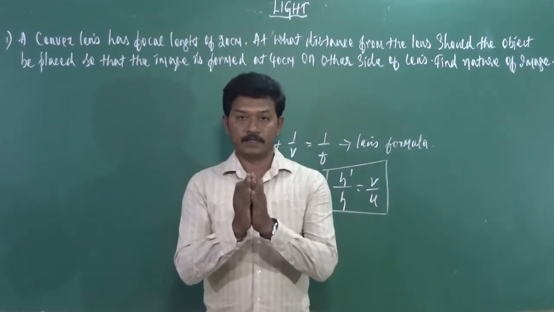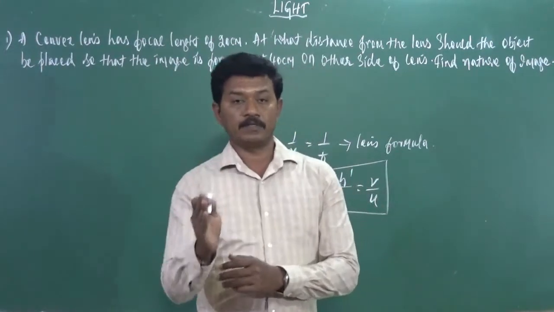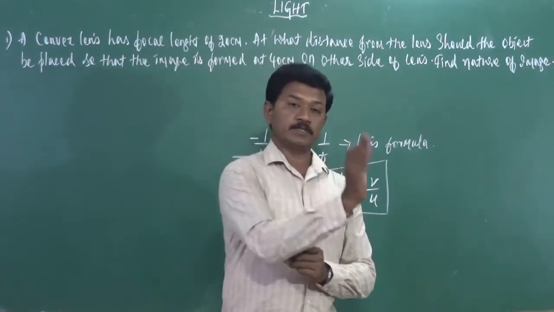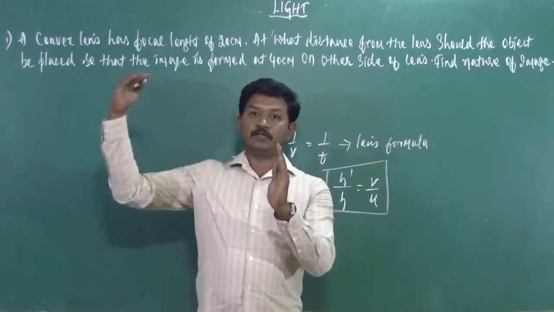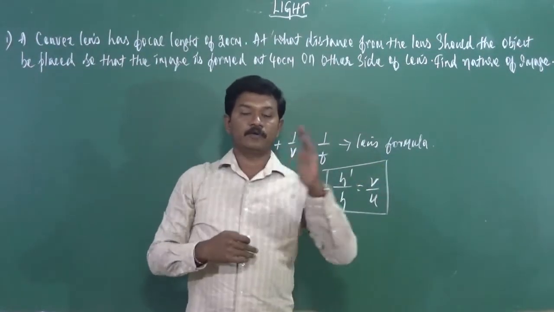Let us remember once again, in case of a convex lens, the focal length is always positive, because if this is the lens, the focal length is taken in this direction, along the direction of the light rays, therefore focal length is positive.